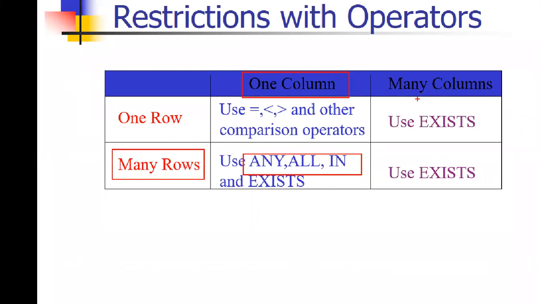Now there are possibilities wherein your subquery, instead of a single column, returns multiple columns and many rows. In that case, we use an operator called exists. What exists does is it just checks whether your subquery is returning some value or not. If your subquery is returning some value, it shows me all the data from the main query. If the subquery is not returning any value, it doesn't show any data from the main query.